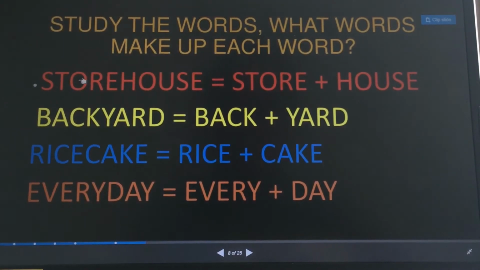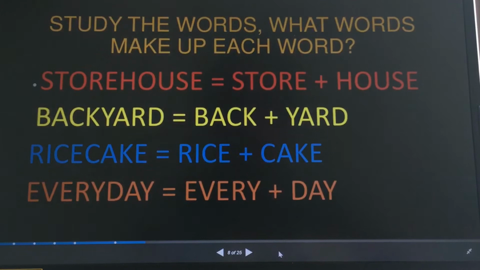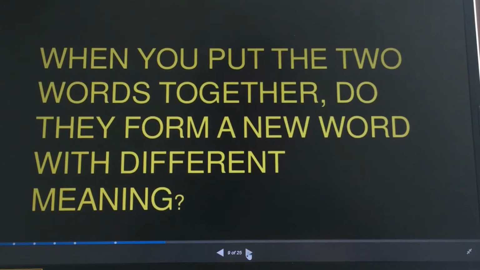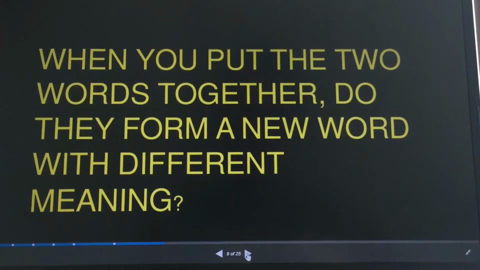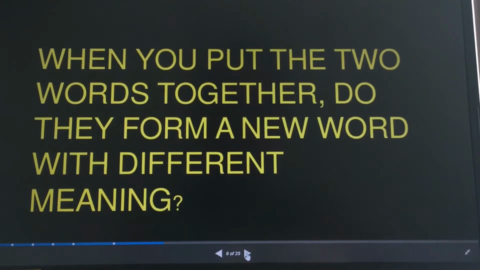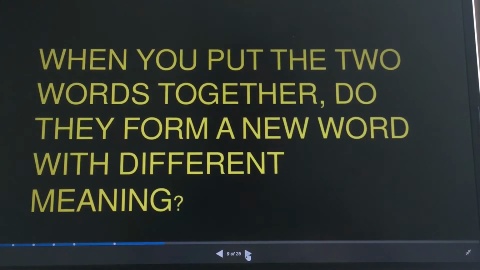Got it, class? These are the examples of compound words. It is formed with two words that when we put together, we can make a compound word. That new word is called compound word. So here's the question. When you put the two words together, do they form a new word with different meaning? Yes or no? Yes. Okay, so when we put the two words together, we can form a new word with different meaning, like the example that we had a while ago.